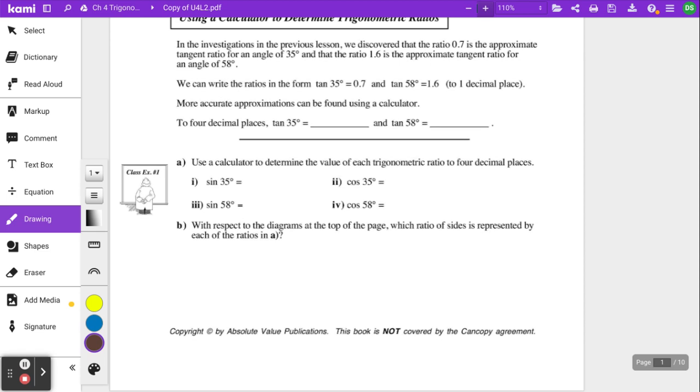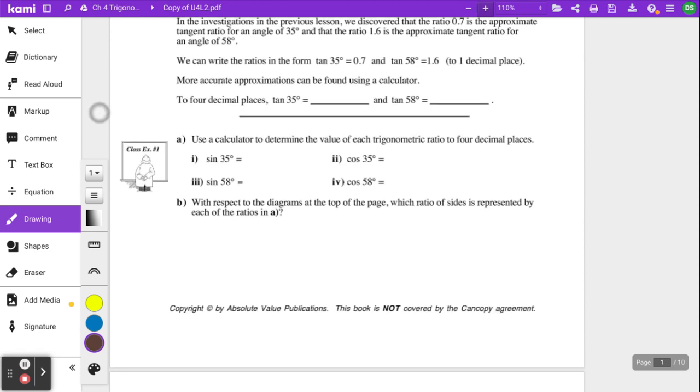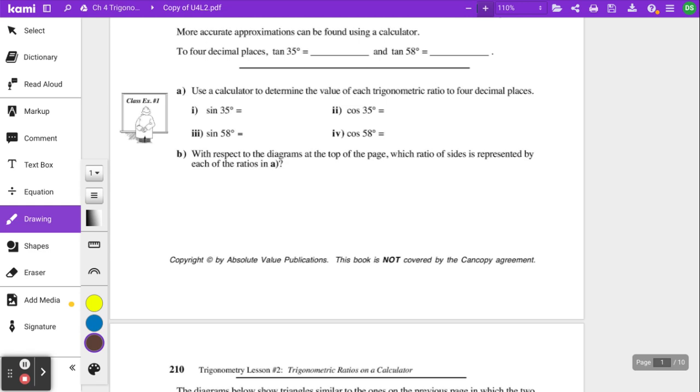So sine of 35 degrees, take your calculator out. I'm going to walk you through the process to get to the right mode. There are two ways to measure angles. You can measure angles in degrees and in radians, just like you can measure distance in kilometers and miles, right? So we have to be in the right mode. So if we're going to talk about the degrees, we need to be in the degree mode.